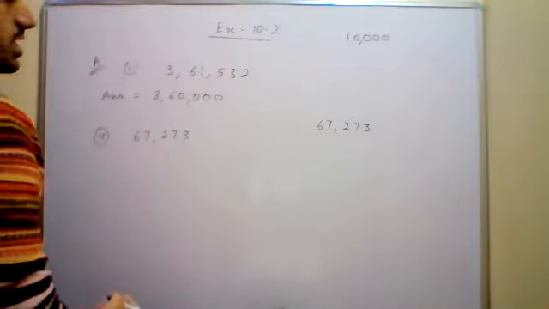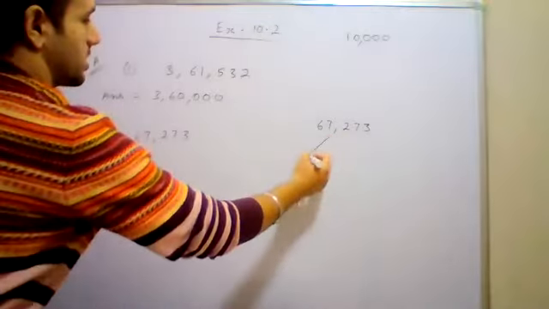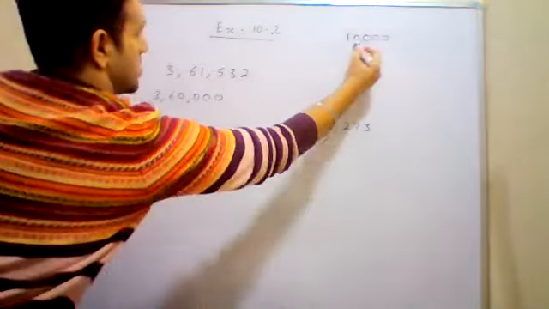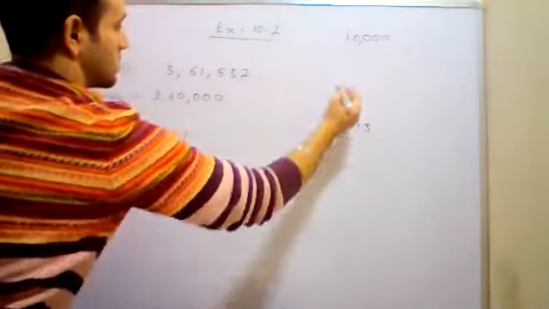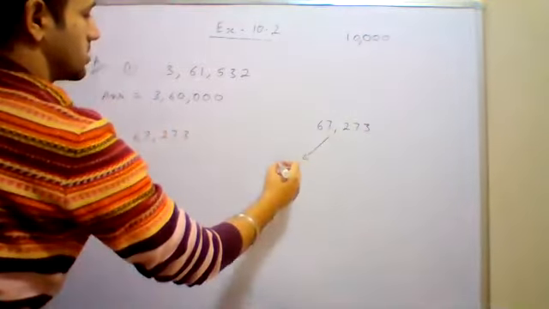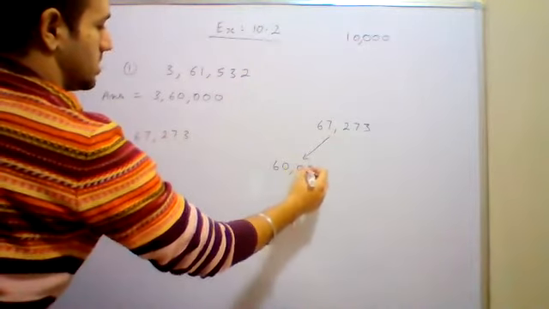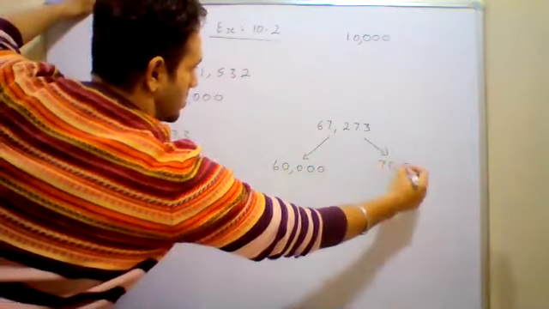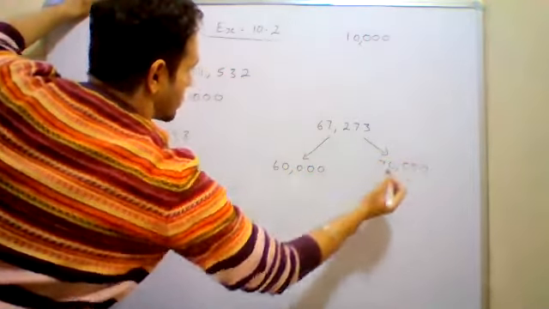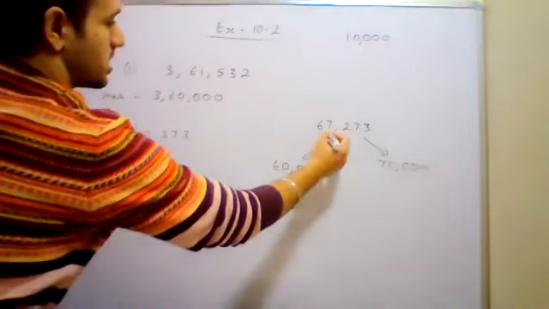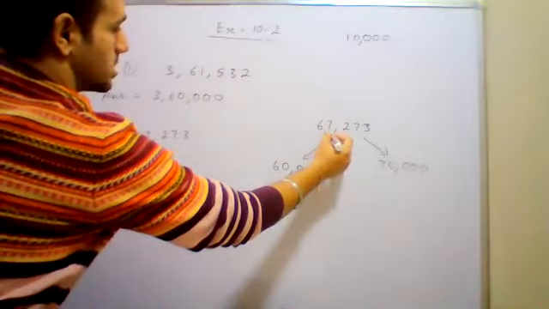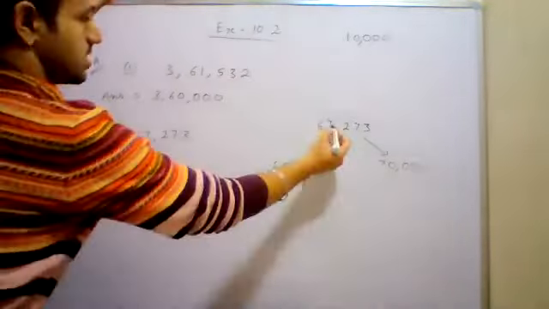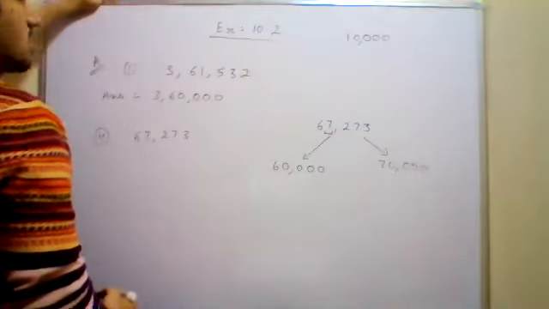Nearest 10,000, so there should be 4 zeros. 10,000 has 4 zeros, so there should be 4 zeros in the number. So it could be 60,000 or it could be 70,000. Which one is correct? How will you select? You will see the digit. What is the digit at the thousands place? 7. 7 is the digit at thousands place.